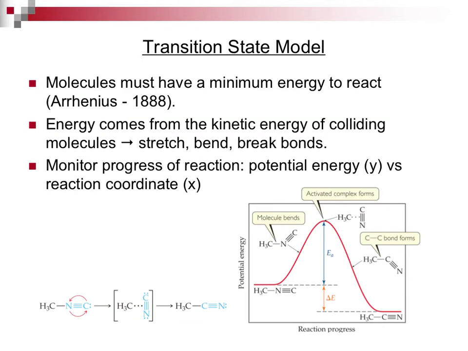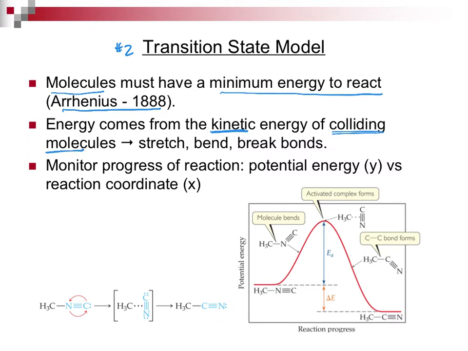So what is our second model? This is number 2, and it's currently accepted probably in a much more modified form. Arrhenius, the same person that brought us ions in solution, he said that molecules must have that minimum energy to react. And where can the energy come from? Well, it's kinetic energy, and it comes from the colliding molecules.